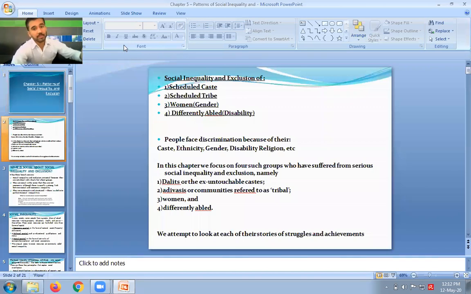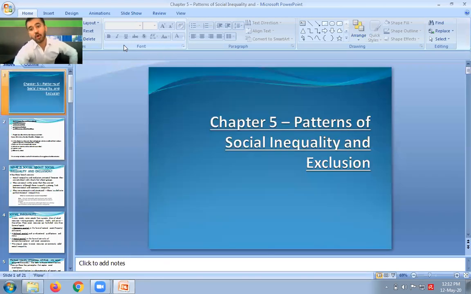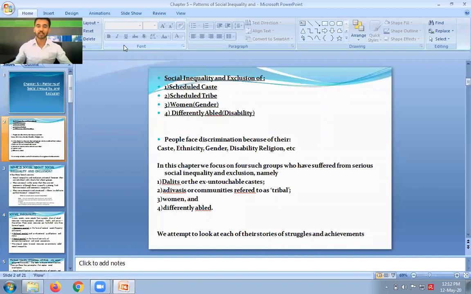So you all must be thinking, social inequality or exclusion of which section of society? Look at that, it is right there on your screen. Social inequality and exclusion of SC, scheduled caste, ST, scheduled tribe, women, and the disabled, the differently abled, that is disability. So in this chapter, we're going to study four sections of the society. We're going to study social inequality and exclusion of these four sections, right?